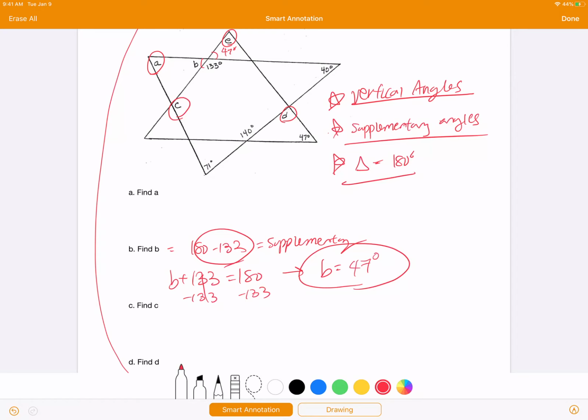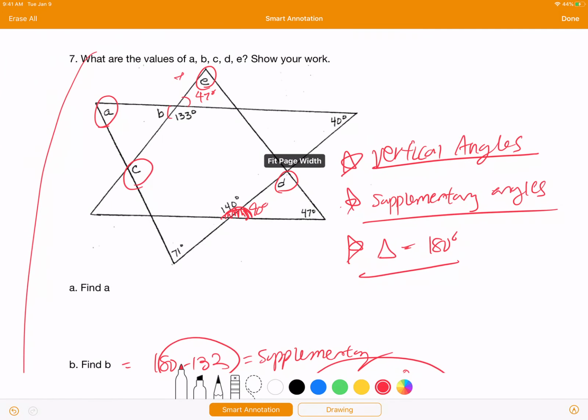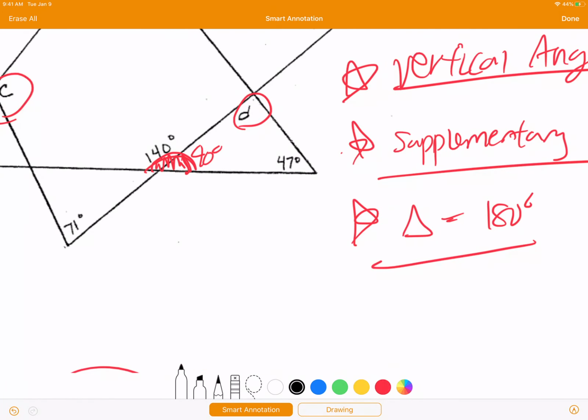That's great and all, but then that really doesn't tell you what E is. So now you got to look somewhere else to find the clue. There's another supplementary angle there for you. Okay, so that's 140, and I know this is not indicated by any other variable, but we know for a fact that that's 40 degrees because 140 plus 40 gives me 180. Now using this right here, using this information and this information, you can actually use that to solve for D.